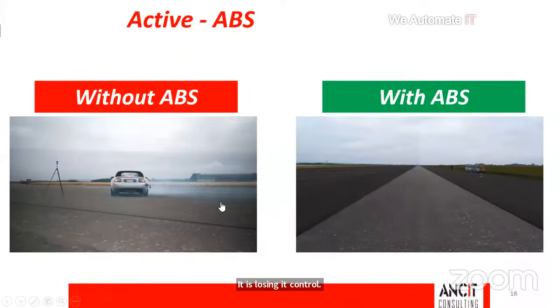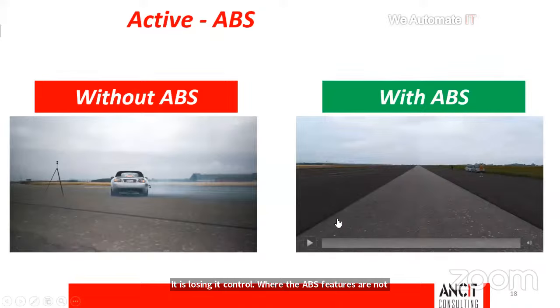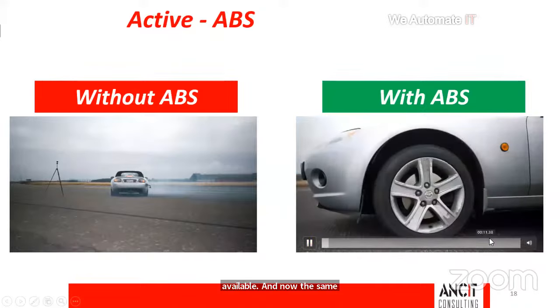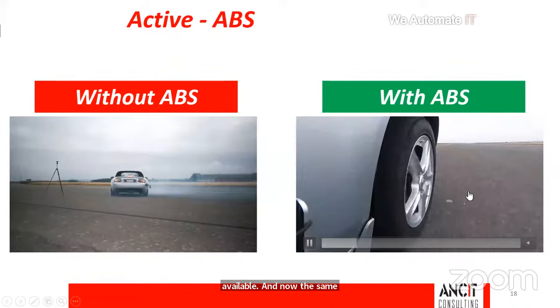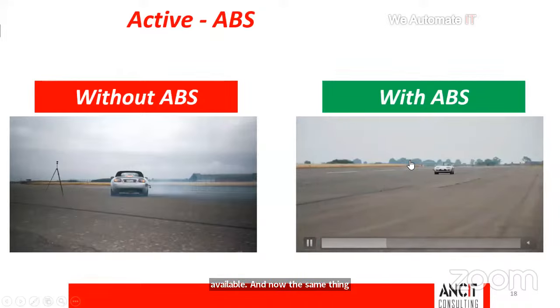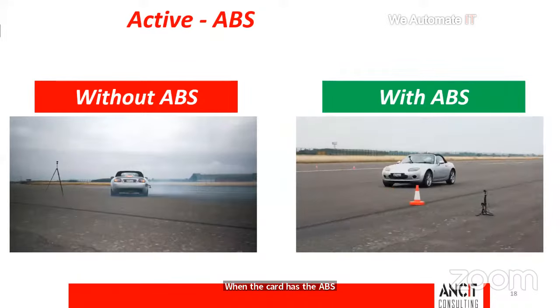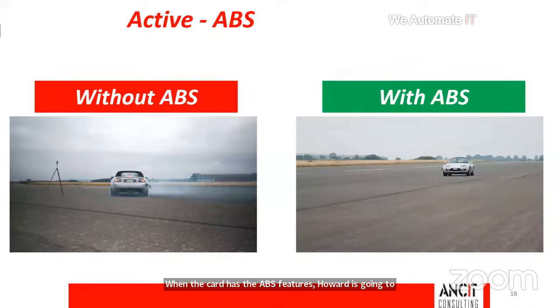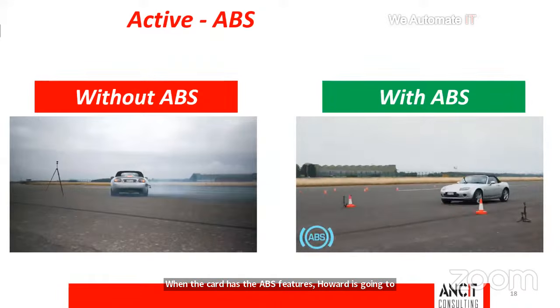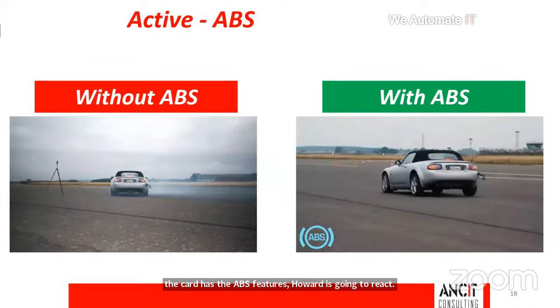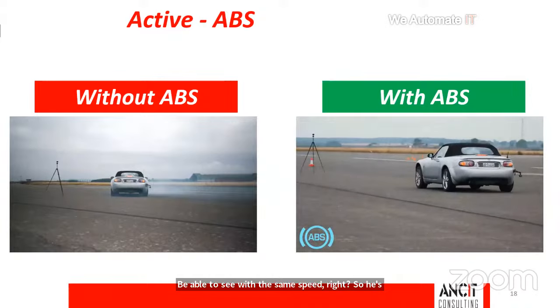Correct, where the ABS feature is not available. Now the same thing, to see the difference when the car has the ABS feature, how is it going to react? You can see with the same speed, he's applying the brake, and you cannot see any shake or any movement, and it is not passing into any other lane. Correct. So these are some examples of active safety.